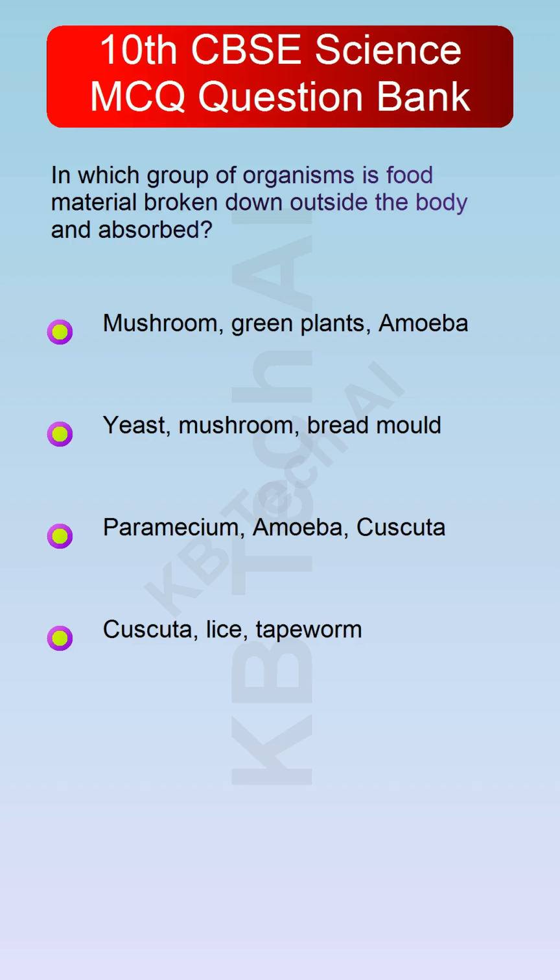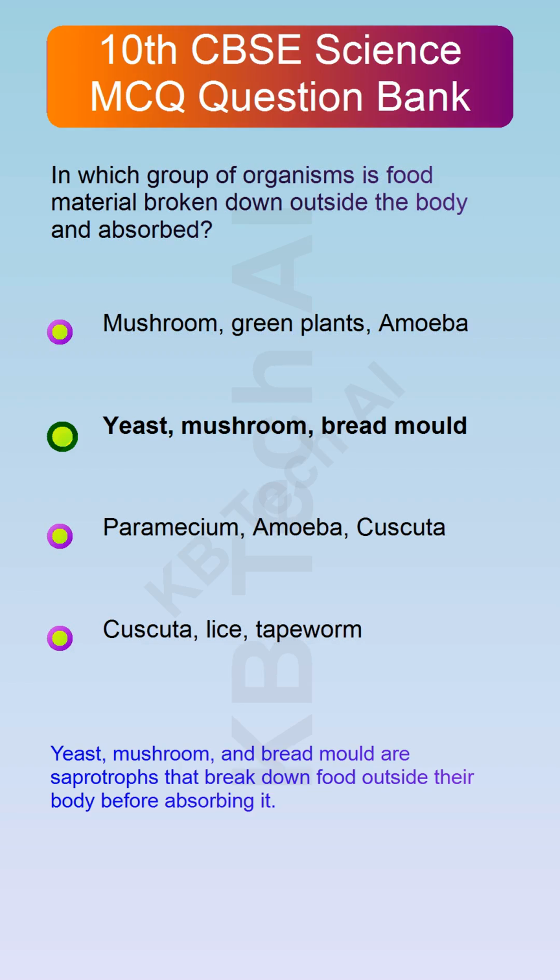In which group of organisms is food material broken down outside the body and absorbed? Option 1, mushroom, green plants, amoeba. Option 2, yeast, mushroom, bread mold. Option 3, paramecium, amoeba, cuscuta. Option 4, cuscuta, lice, tapeworm. The answer is, option 2, yeast, mushroom, bread mold.